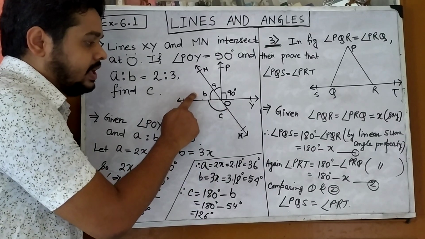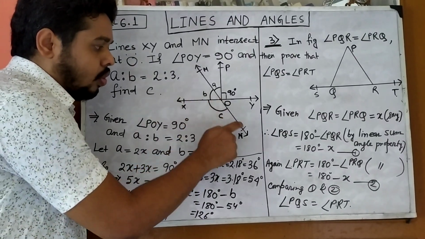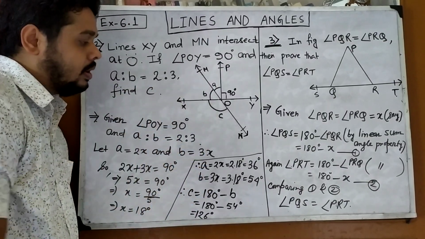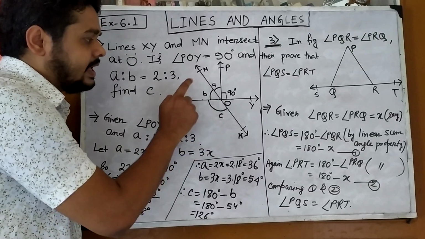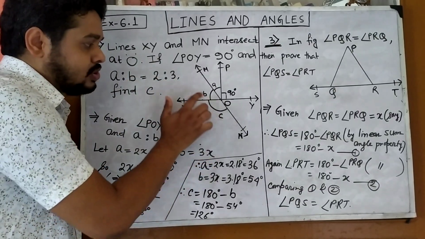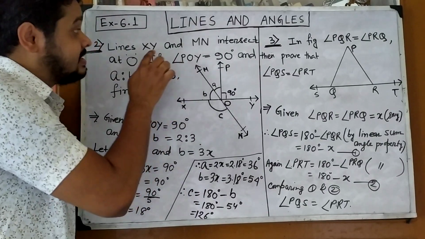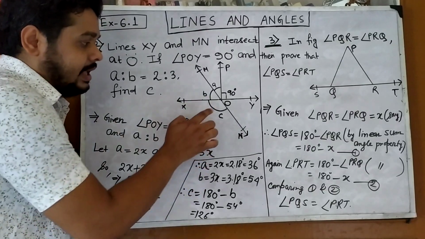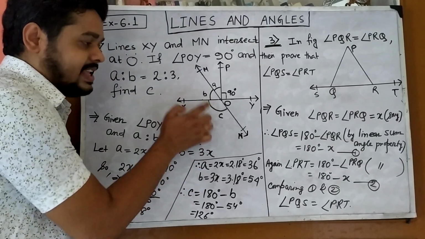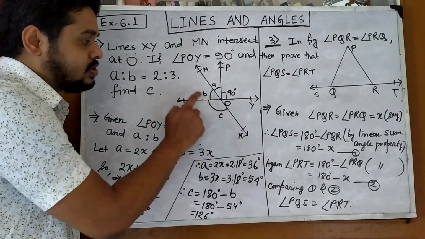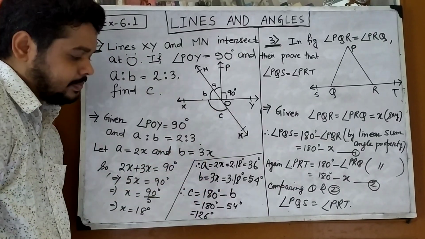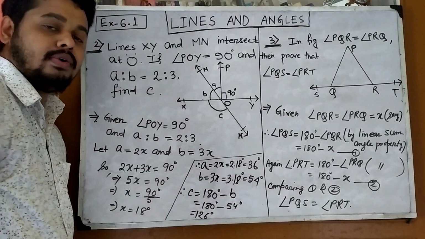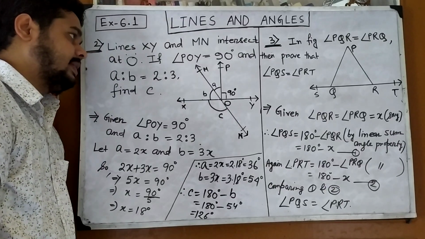If B is 54 degree, then angle XON, or we can say simply angle C, will be 180 minus angle B, as it is given MN is a line. So angle B plus angle C equals 180, that is C equals 180 minus B. Clear? Now 180 minus B, already we obtained 54 degree. So value of C is 126 degree. Clear?